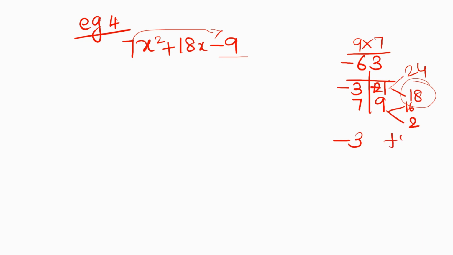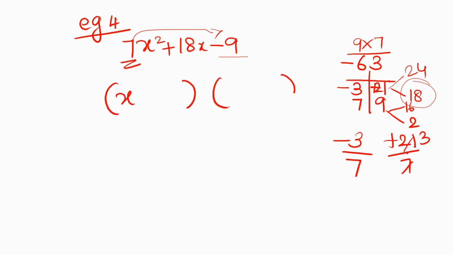Since the coefficient of x square is 7, divide by 7: minus 3 by 7 and 21 by 7. After cancellation, I got 3 in the second term. So I can write it as x minus 3 by 7, x plus 3. Take 7 to the coefficient of x. So we will get 7x minus 3 and x plus 3. These are the two factors.